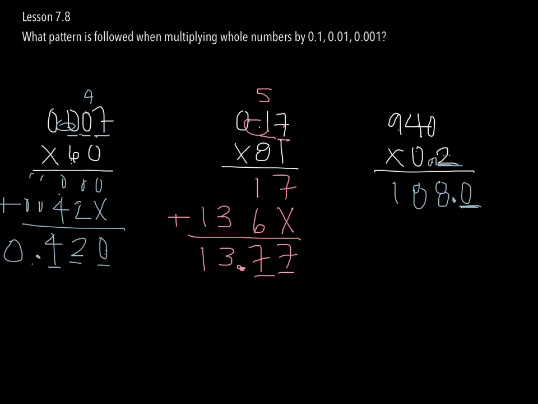Alright, we'll stop there, and then we'll move on to get ready for the next video, which is lesson 7.8b, and we're going to start learning about multiplying by 0.1, 0.01, and 0.001.